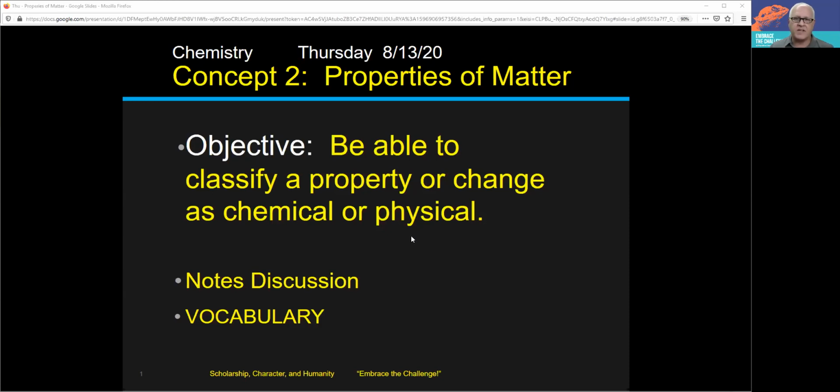You'll want to go back to concept 1, which talked about the classification of matter, and that'll refresh some ideas for you. But we're going to do some notes and discussion. These slides are posted for you, and as we go through vocabulary, I'll point that out as well. And there's a small assignment when we're done.